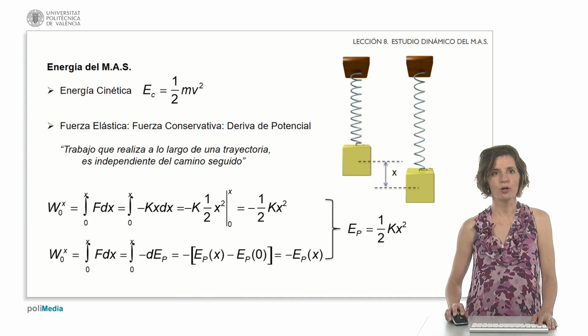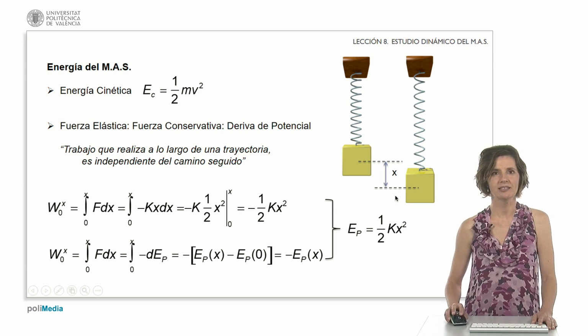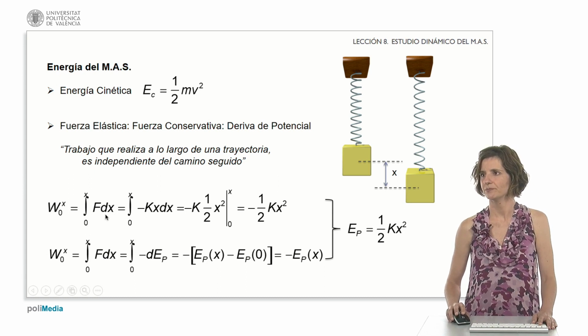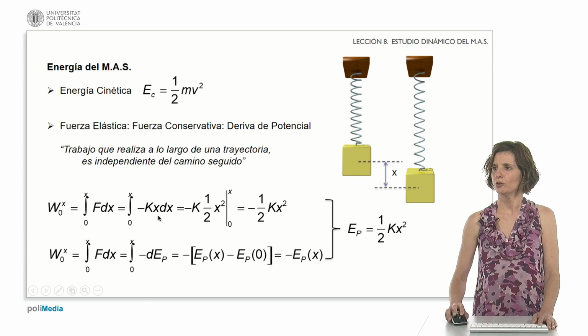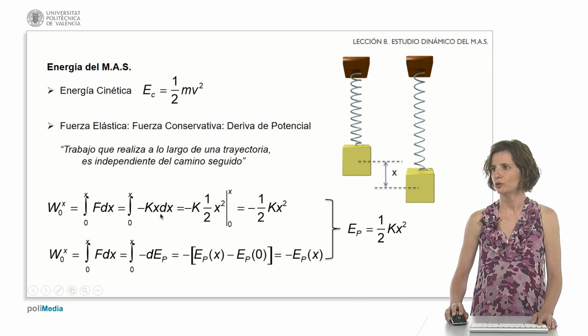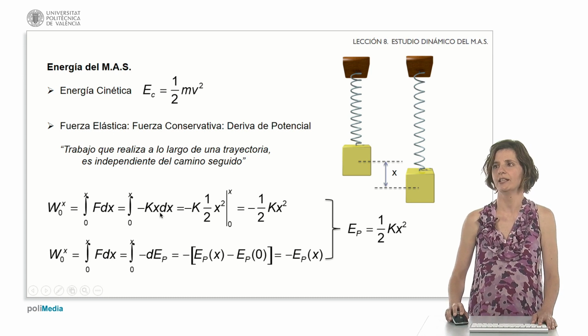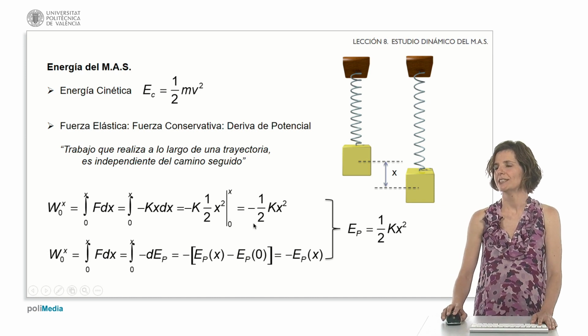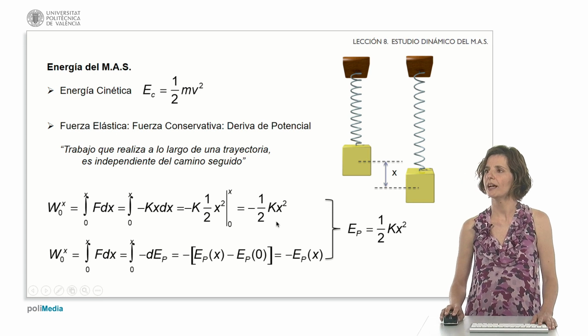The work done by the spring as it stretches from 0 to a position x is equal to the integral of the differential of F of x between these two positions. If I substitute F for minus kx, I get an integral that is immediate: minus k is constant, and the integral of x dx is x squared over 2, which we evaluate between 0 and x. We get that the work is equal to minus 1/2 of kx squared.